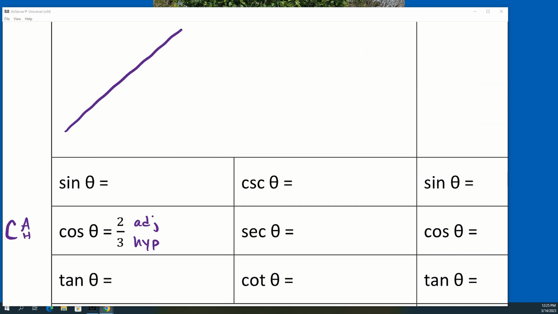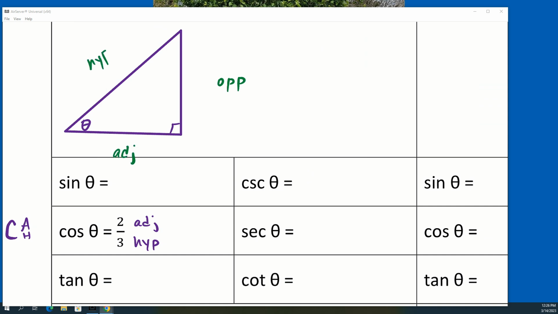So what we'll do is draw our own right triangle. All right, so any angle that's not the right angle, you can make that theta. So I'm just going to go ahead and make this one theta. All right, so if that is theta, then this one is going to be the opposite. This is the adjacent, and this is the hypotenuse. And then when they told us the cosine of theta is 2/3, they told us that the adjacent is 2 and the hypotenuse is 3.